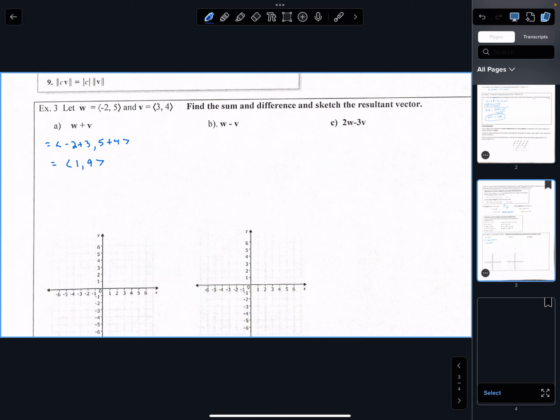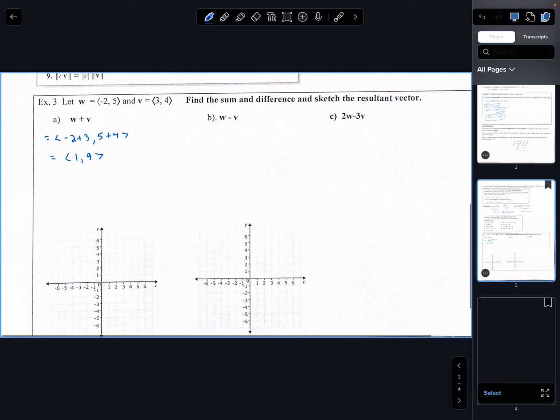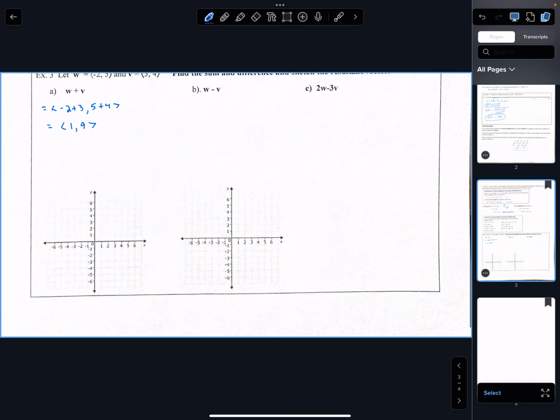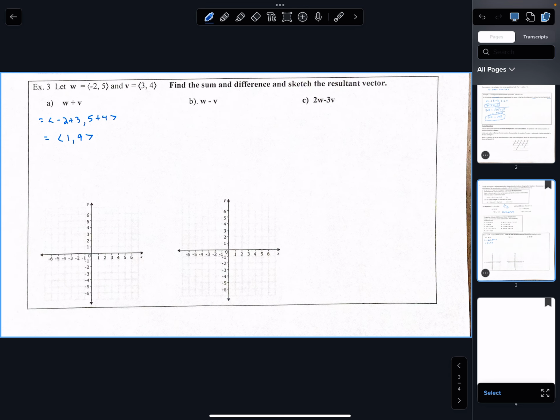All right, so what does this look like geometrically? Well, W is a vector negative 2, 5. I can start anywhere on the coordinate system that I want to, and as long as I go left 2 and up 5, that's going to be a vector W. They're equivalent. They have the same horizontal and vertical components. But typically, what I'm going to do is start at the origin. I'm going to put it in standard position.